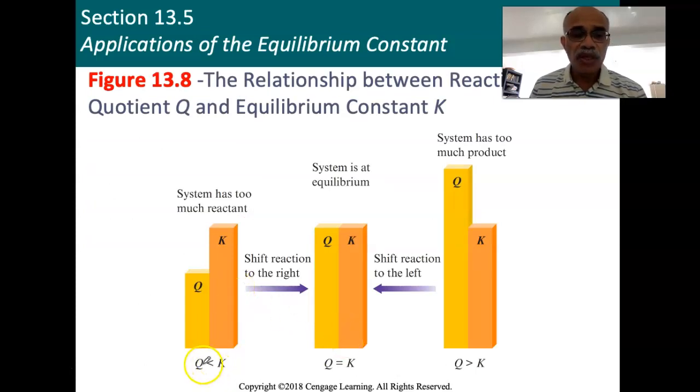If you have the Q value less than K, that means the equilibrium will shift to the right. And if the Q value is greater than K, the equilibrium will shift to the left. And if Q is equal to K, the system is at equilibrium.